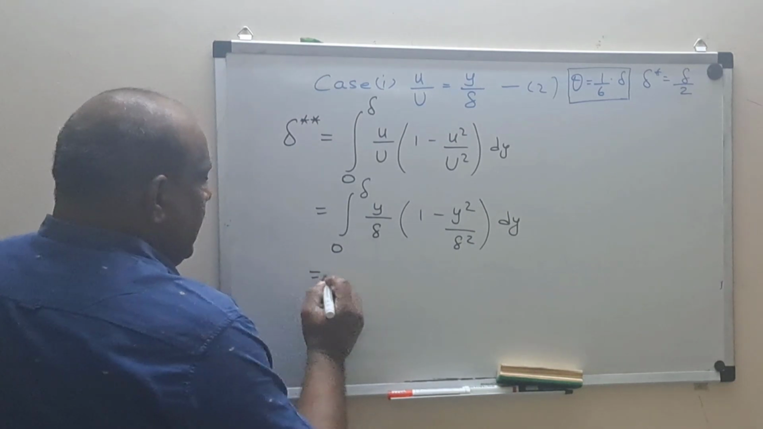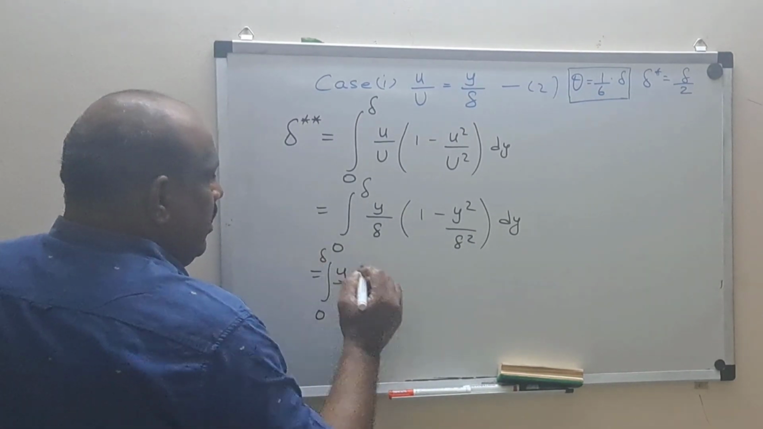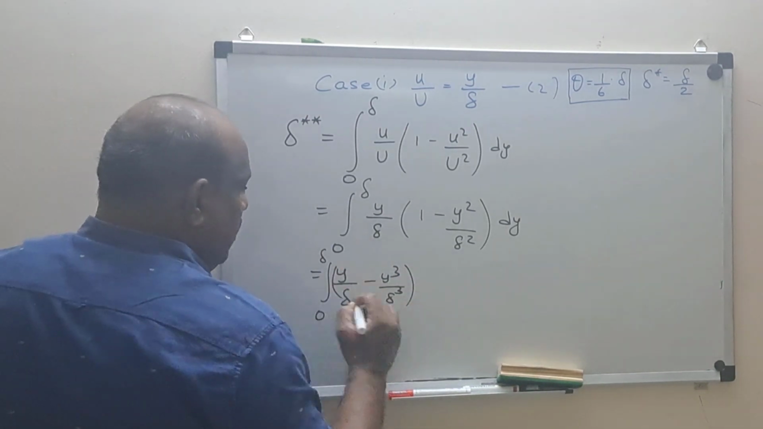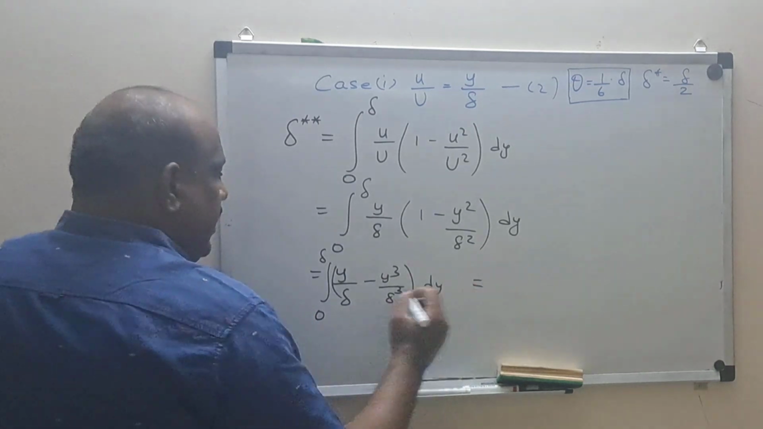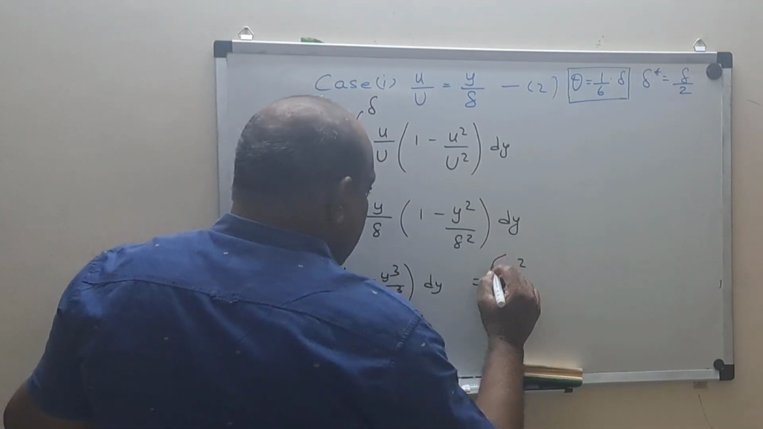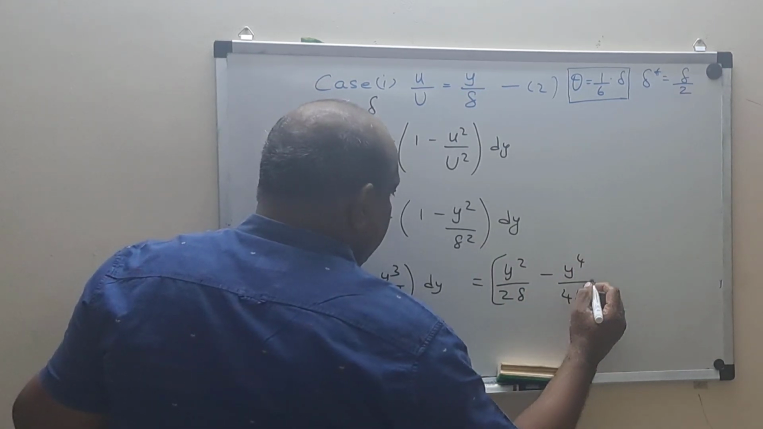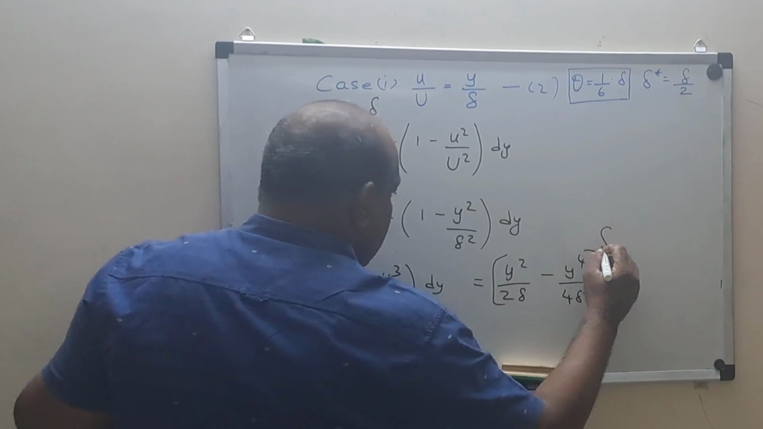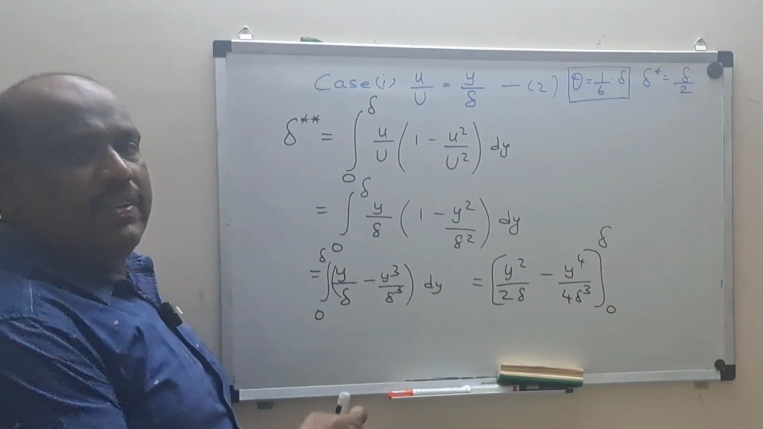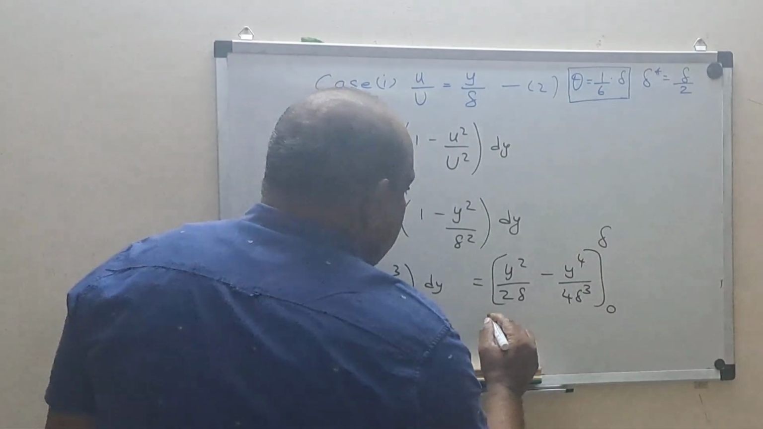So when I multiply inside, it will become y by delta. Still I have not integrated. Minus y cube by delta cube of dy. When I integrate further, it will become y squared by 2 delta minus y power 4 by 4 delta cube, to the limits 0 to delta. So just as normal, I hope there's no need to explain. It's self-explanatory. So now I'm going to apply the limits.